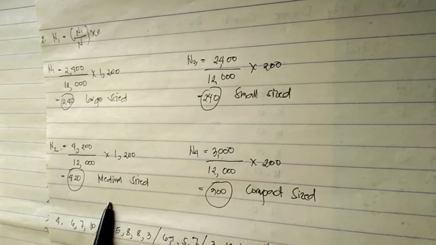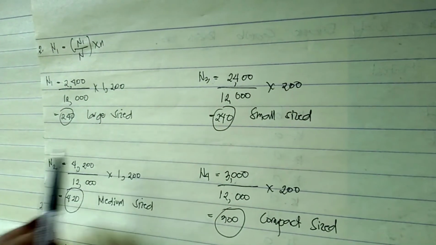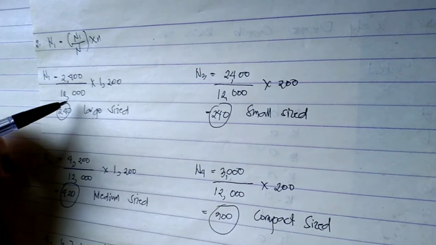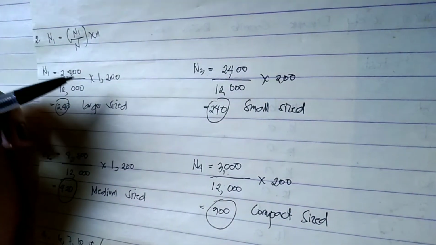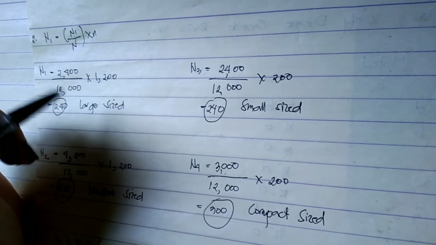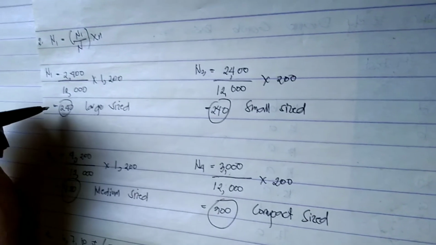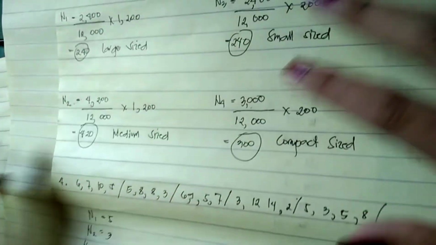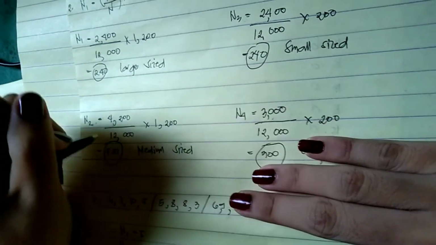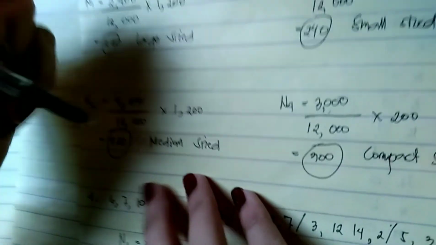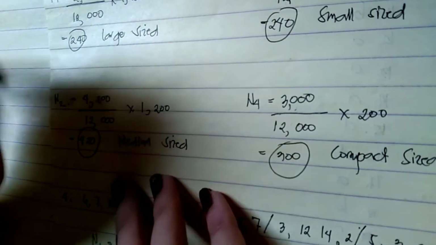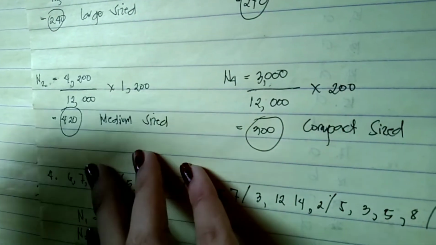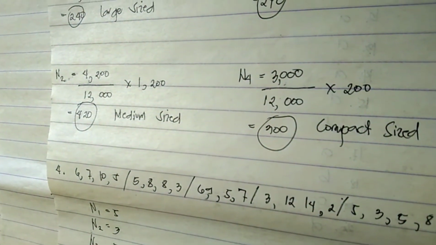And solving for the large size. So the large size given number is 2,400 divided by 12,000, the total, then you multiply it by 1,200, the given sample size. So the result is 240 large size. Then for the medium size, 4,200 is the given number for the medium size. Divide it by 12,000, the total, times 1,200, the sample size. So the result is 420 medium size.